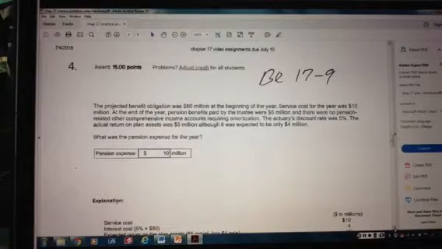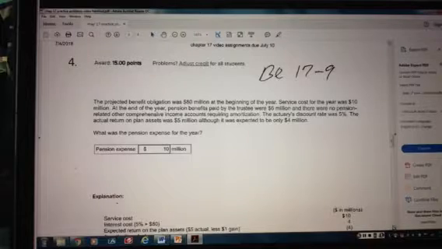Let's start calculating the pension expense. The question wants to know here in brief exercise 17.9, what was the pension expense for the year? The projected benefit obligation was $80 million at the beginning of the year. Service cost for the year was $10 million. At the end of the year, pension benefits paid by the trustee were $6 million, and there were no pension-related other comprehensive income accounts requiring amortization.